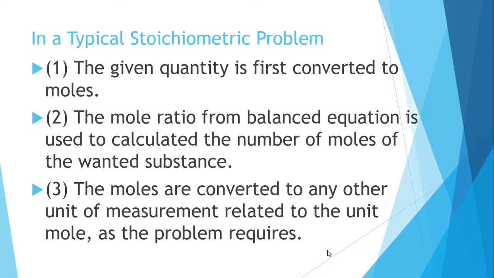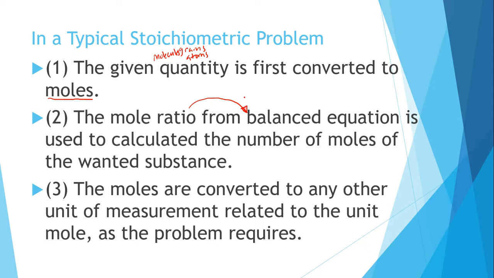The first step is you're going to be given a quantity. Now that quantity can be grams, you can be given atoms, you can be given molecules. Whatever you're given, the first step is to switch that into moles. This is your moles of your given. In order to change to moles of your wanted, which is your other substance, we have to use a mole ratio. And remember that ratio comes from a balanced chemical equation.